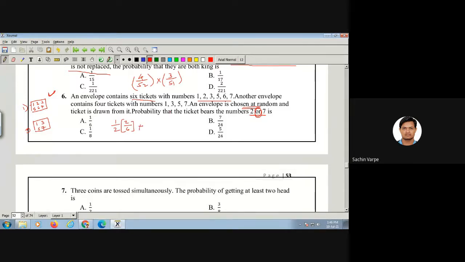Plus, if the second envelope is chosen, what is the probability of choosing the second envelope? It is again 1 by 2, into, from the second envelope, the probability of getting 2 or 7. Only 7 is the ticket there. So that will be 1 by 4. So how much is it? 1 by 6 plus 1 by 8.